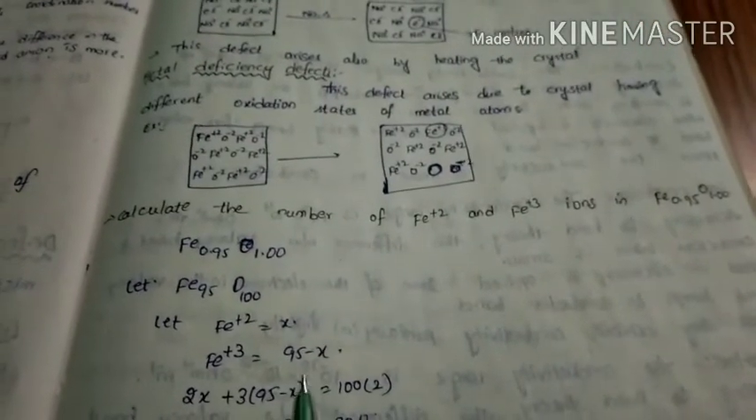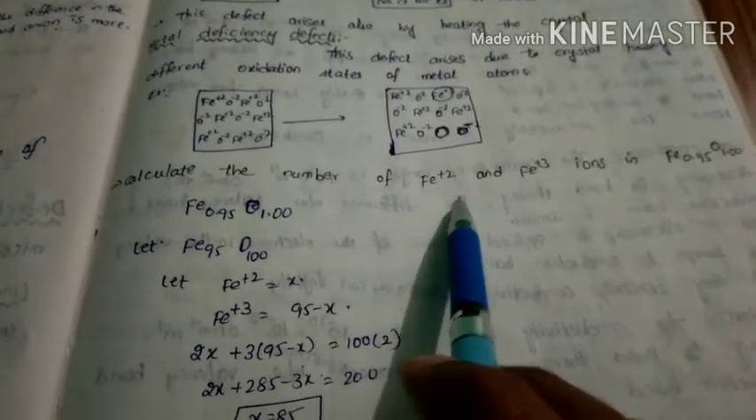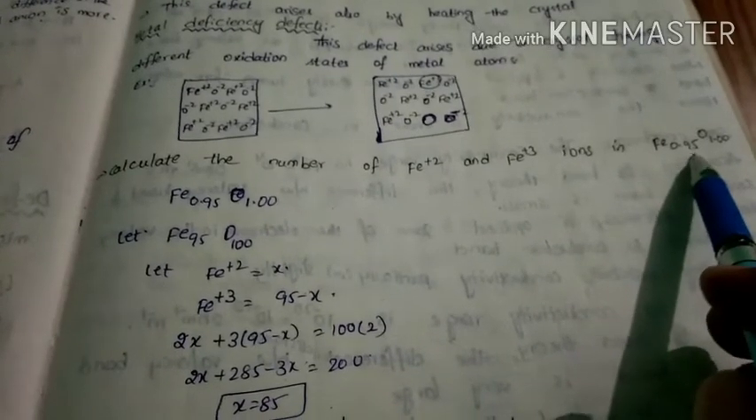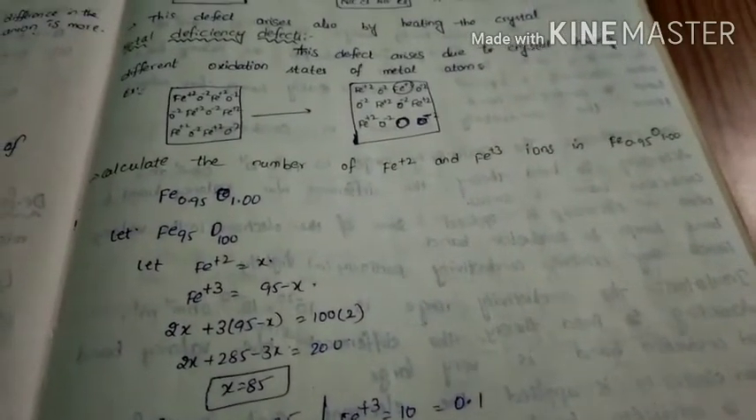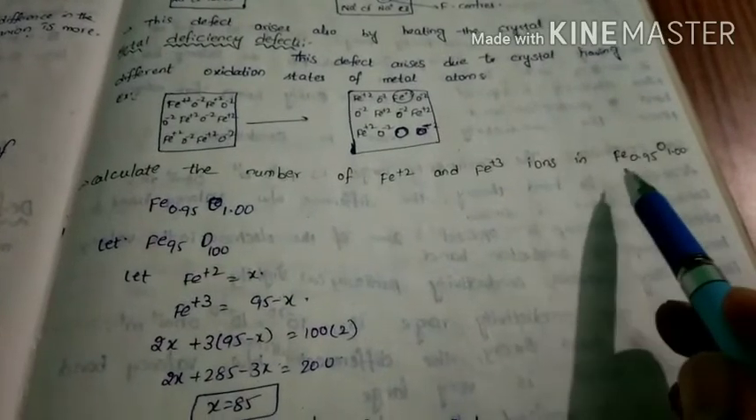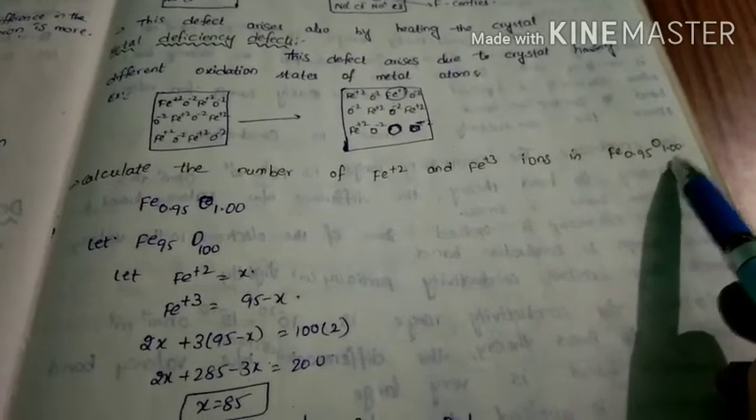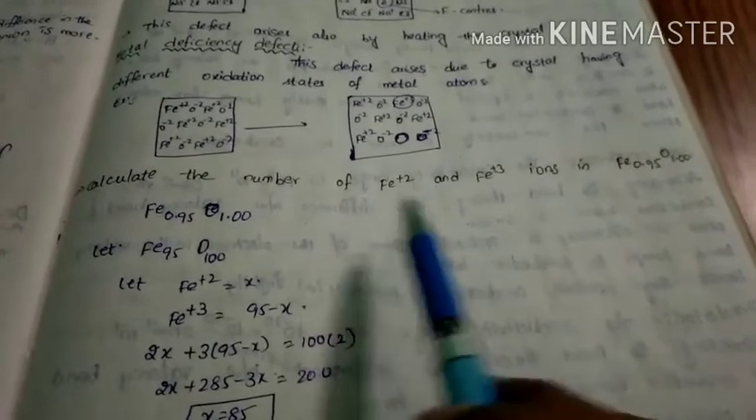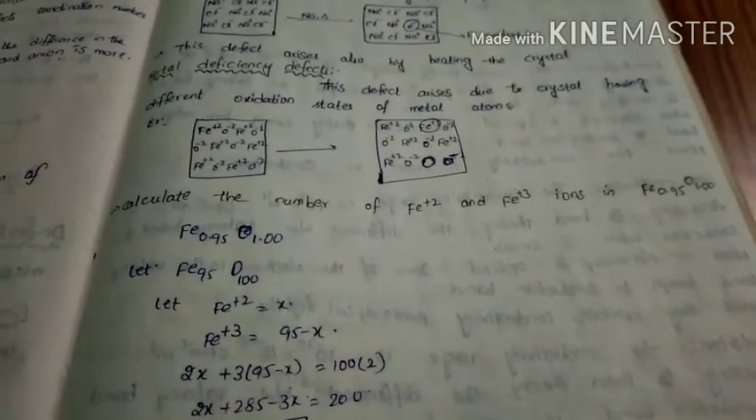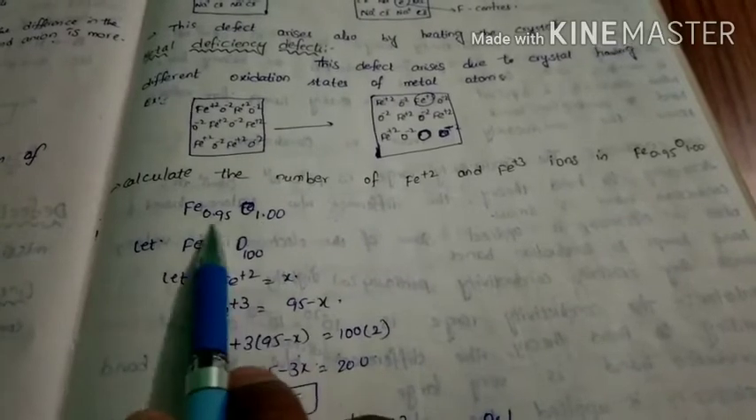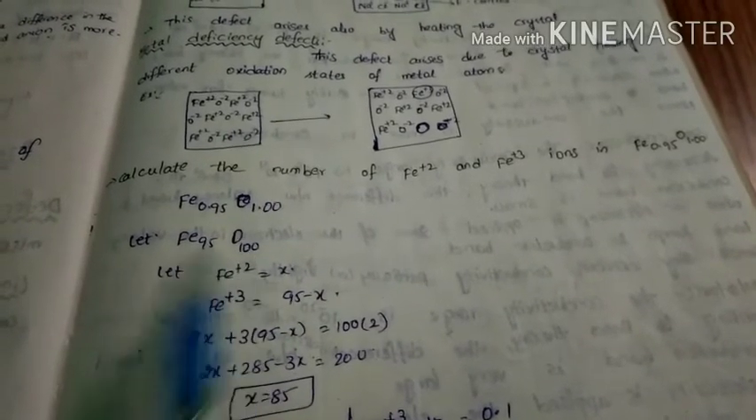Next, one problem is given regarding this. Calculate the number of Fe plus 2 and Fe plus 3 ions in Fe 0.95 O 1.00. This problem comes under metal deficiency defect. That means 0.95 iron atoms are present and 1.00 oxygen atoms are present. We have to find the number of Fe plus 2 and Fe plus 3. First write the formula Fe 0.95 O 1.00. Remove decimal points, then it becomes Fe 95 O 100.